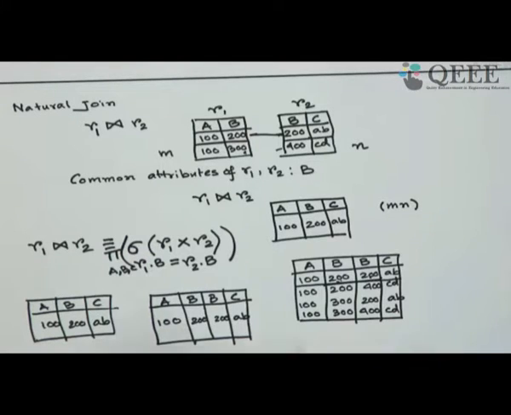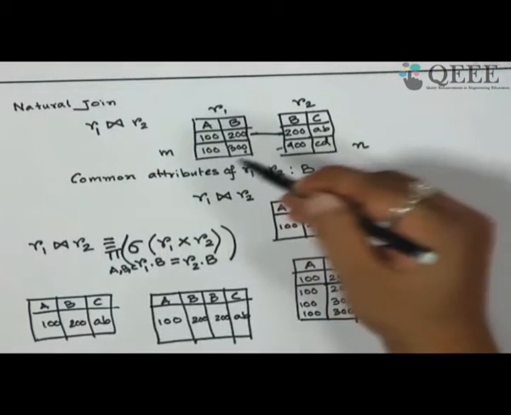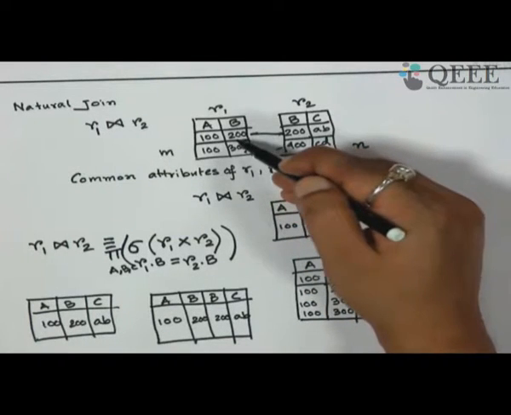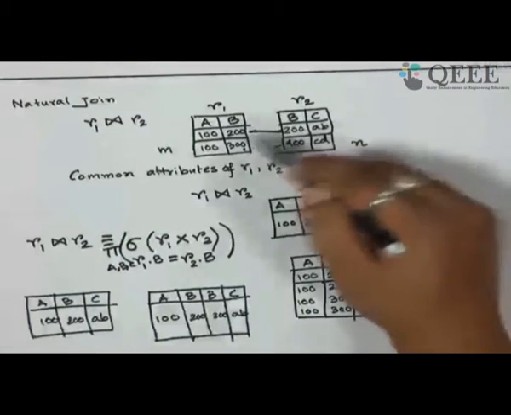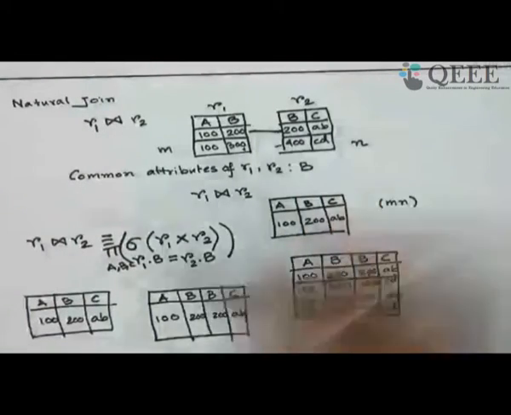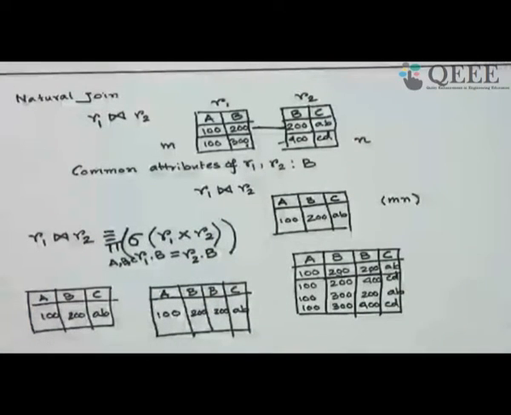Natural join can only happen if there is a common attribute. Pick up a tuple here, check the common attribute. Pick up another tuple here, check the common attribute. If the common attribute value matches, you join them. Put it here, and have all the attributes in the final table with the duplicates removed.